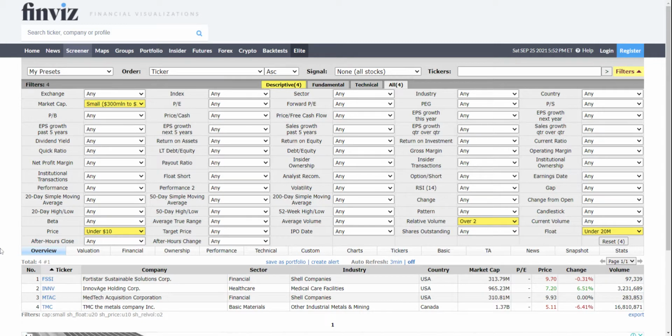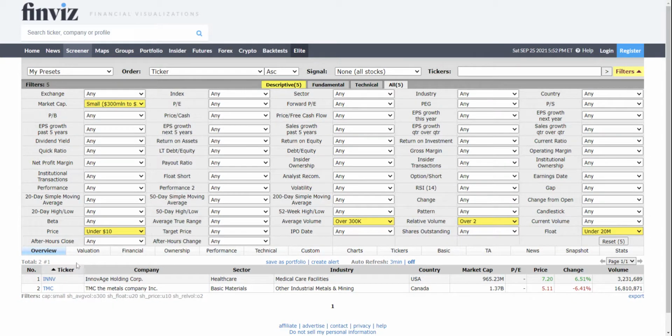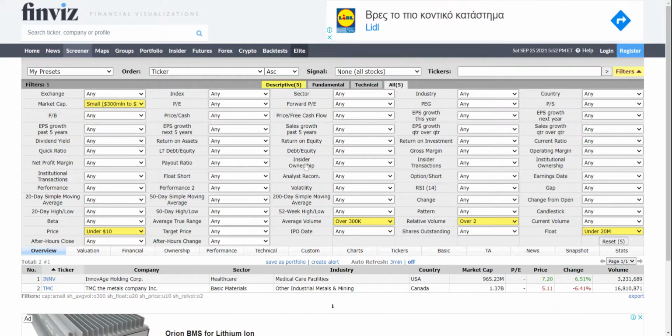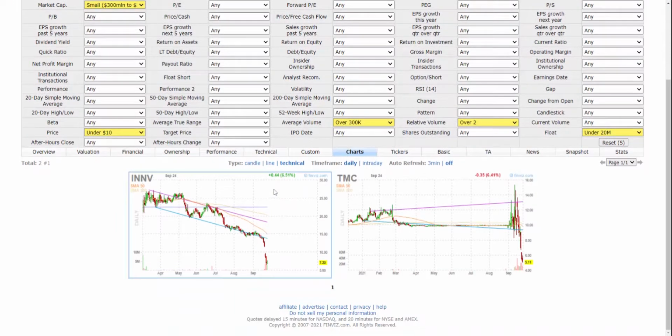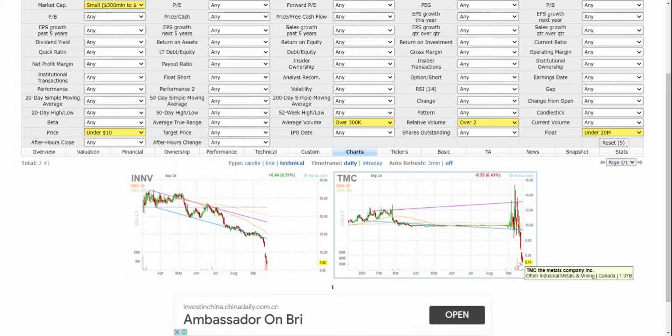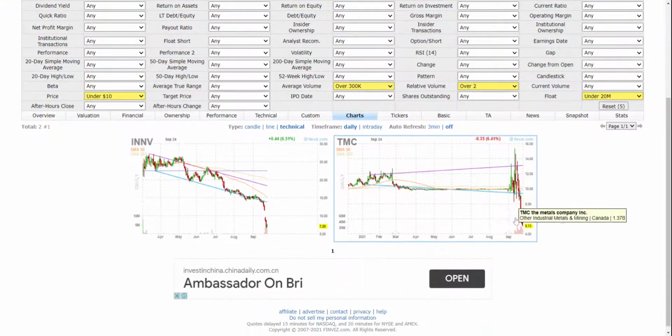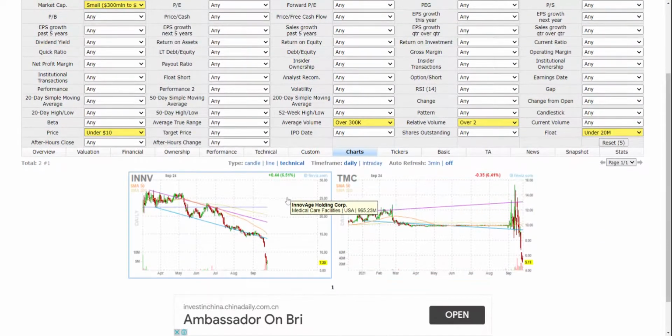There is one more thing that we're going to be filling in, the average volume. Average volume is going to be over 300k, and we are left with 2 stocks. So these are 2 potential stocks that we could trade. Both of them are down. You could trade them, but I will not be looking at these.